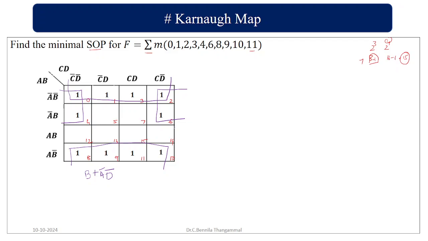And I have to make sure that all the minterms have been grouped here. All the minterms have been grouped here. So your F value is going to be B plus A bar D bar. This is how, in a 4 variable Karnaugh map, you reduce the Boolean functions.